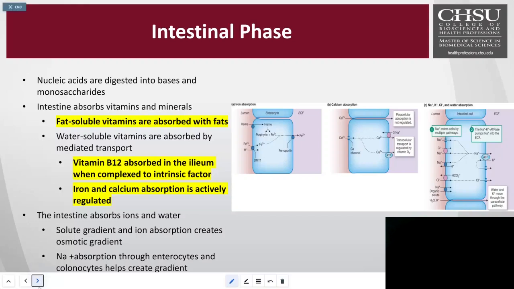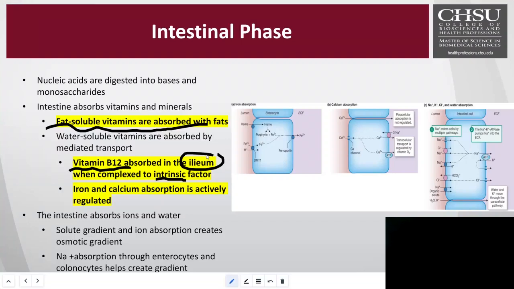But I did want to highlight that oftentimes minerals and vitamins are absorbed along with other kinds of fats. So right here, fat-soluble vitamins are usually transported together with fat-based compounds. Vitamin B12 is a unique one. This one and intrinsic factor, they're both absorbed within the ileum. Okay, so that is something that will be helpful for you to know.